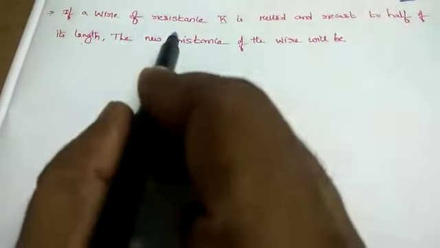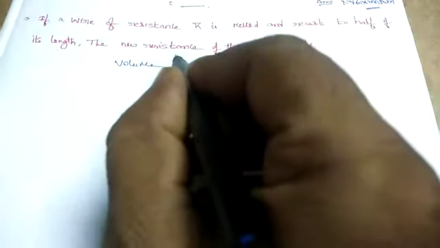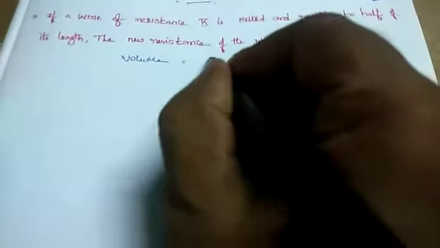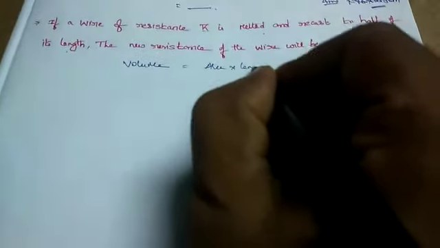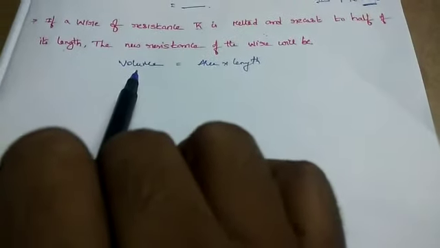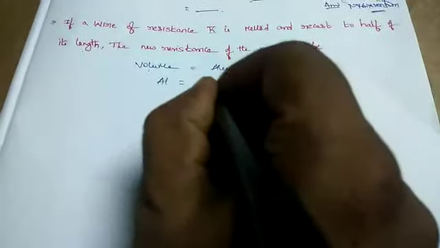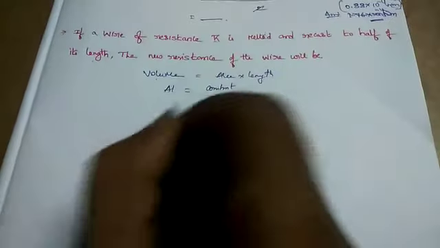Let's see here. We have to go for this problem. Here the volume of the wire does not change. Volume is equal to area into length, so area into length is constant at any cost. If the length is half, volume still means area into length only. So that's why we can go for this problem. Volume is equal to area into length. So volume is constant. That's why AL is equal to constant.